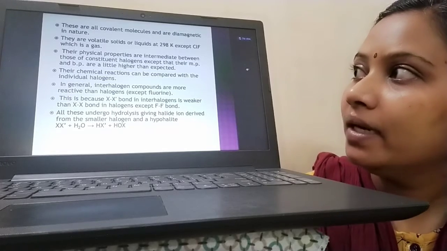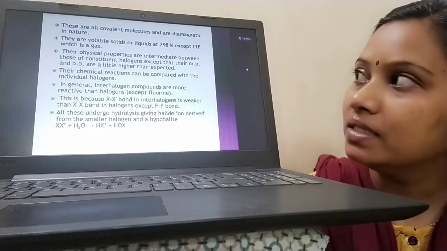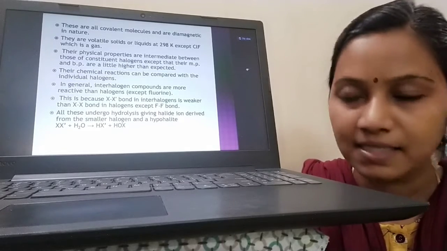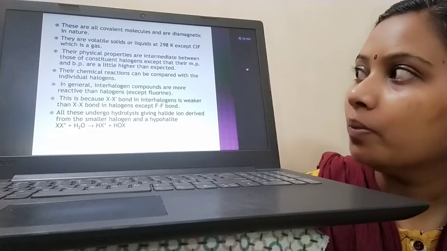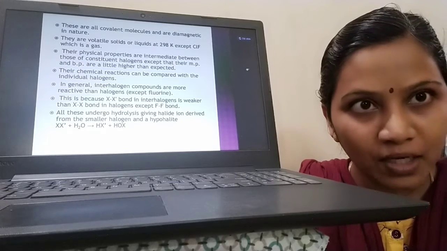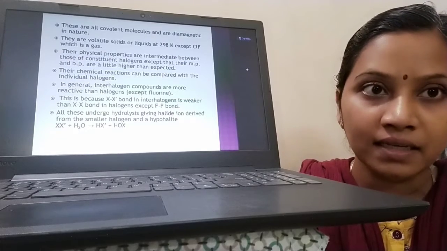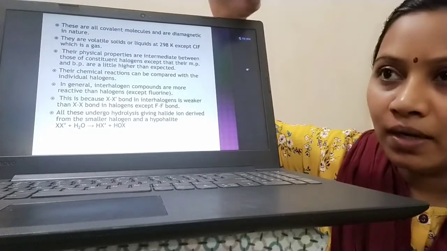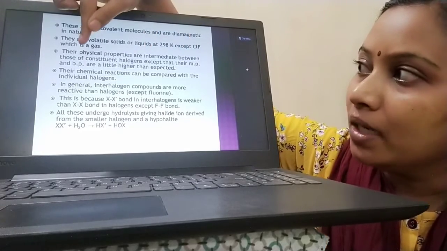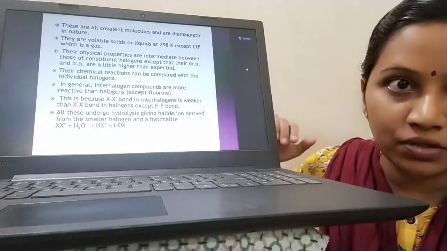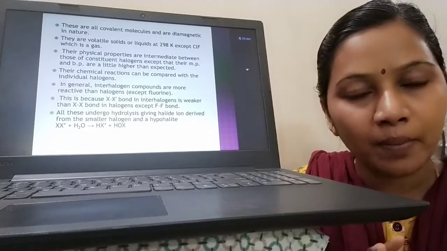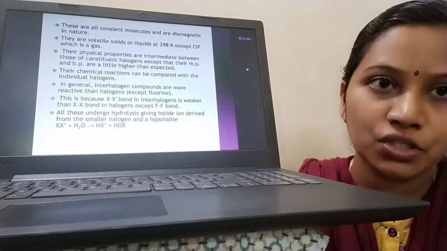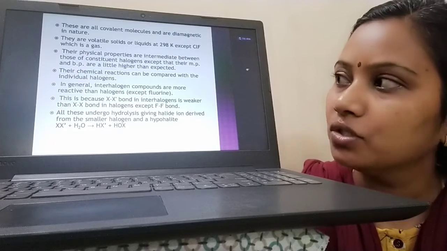Now the second property is that all are volatile solids and liquids at 298 Kelvin except chlorine fluoride, which exists as a gas. When you look into the physical properties, the physical properties of interhalogen compounds are intermediate between the halogens. The only exception is their melting point and boiling point, which will be a little higher than expected. The melting and boiling points of interhalogen compounds are quite high compared to normal halogens.